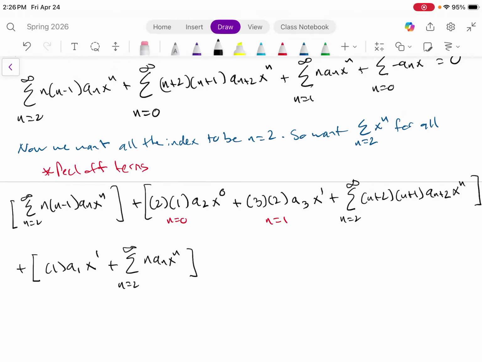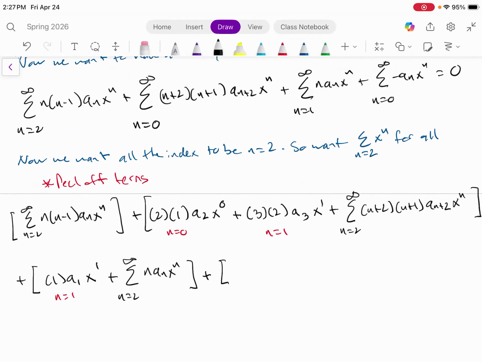And this fourth term, we need to peel off n equals 0 and n equals 1. So we peel off n equals 0. This would be negative a sub 0, x to the 0, minus a sub 1, x to the 1, plus the series. So that one is not bad as well. I think the only bad one was the second term. So n x to the n. Okay, and this all still just equals 0.